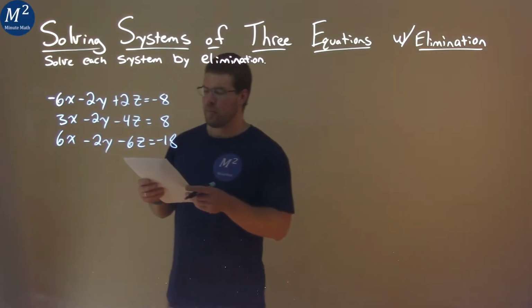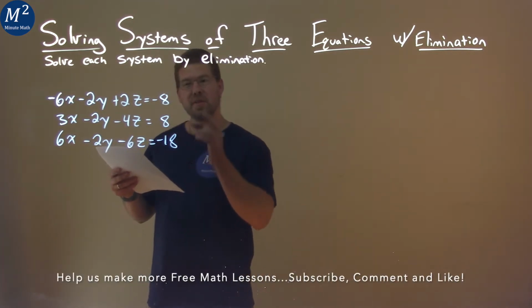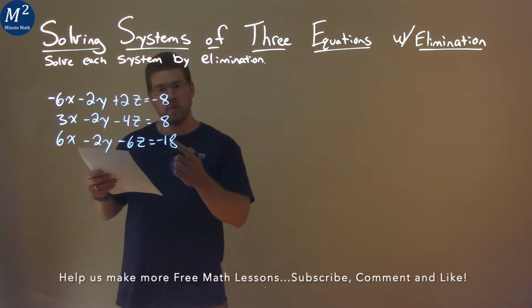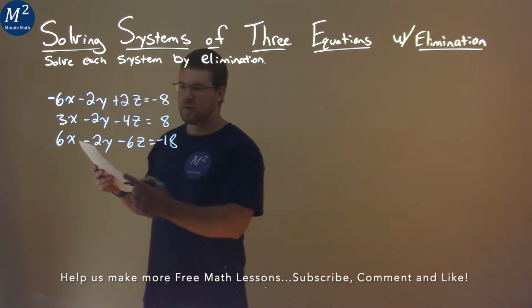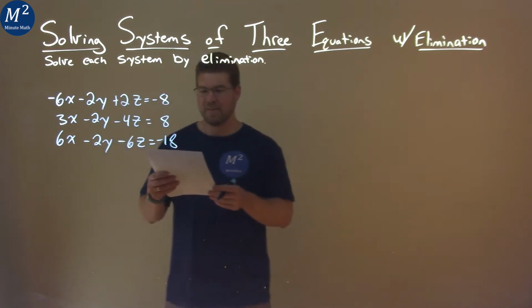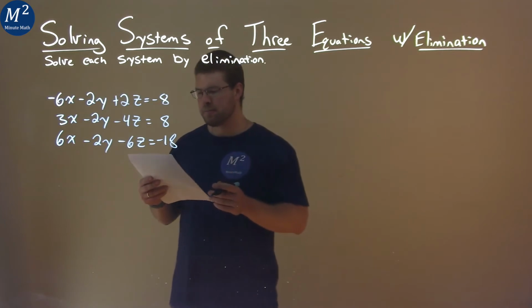We're given this problem right here. Negative 6x minus 2y plus 2z equals negative 8. 3x minus 2y minus 4z equals 8. 6x minus 2y minus 6z equals negative 18. And we need to solve this system by elimination.